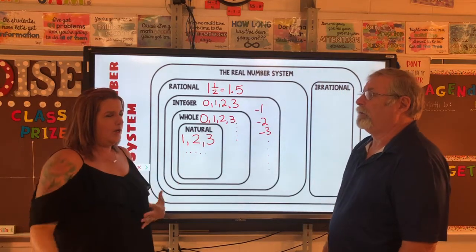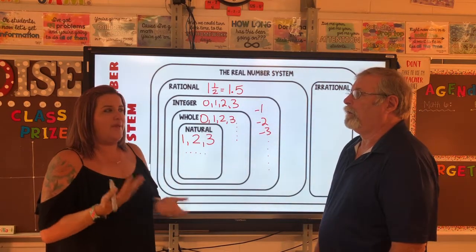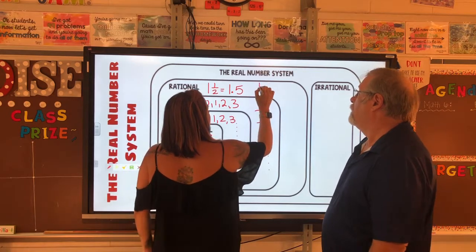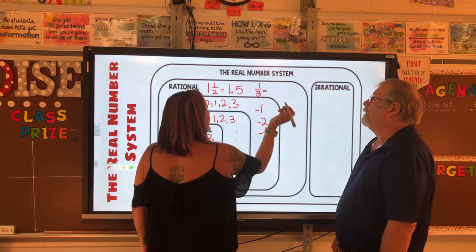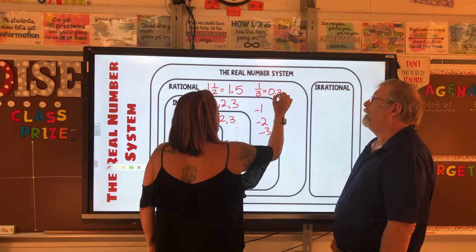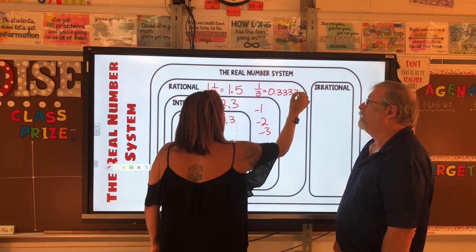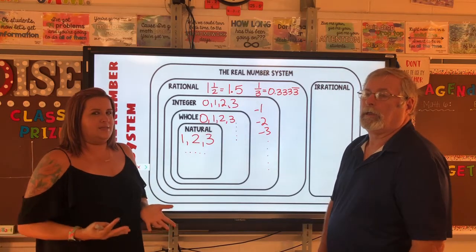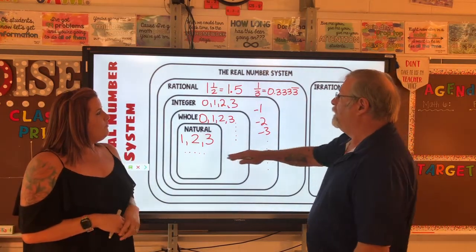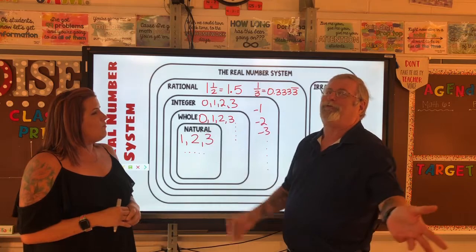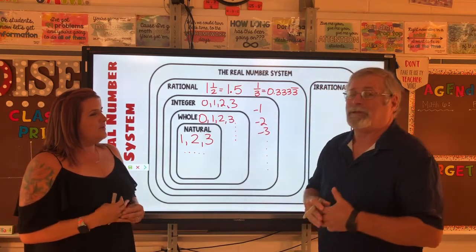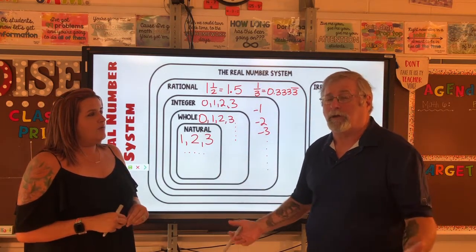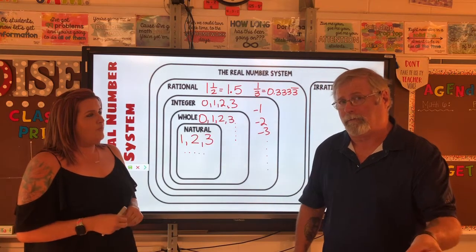There's no more. Or they have some sort of pattern. Like 1/3 doesn't end. It's that repeating decimal, 3, 3, 3, 3 infinitely. But it has a pattern to it. It makes sense. So if you think about it, these are all things that you've known forever. Rational numbers take in almost every other number you've ever thought of.